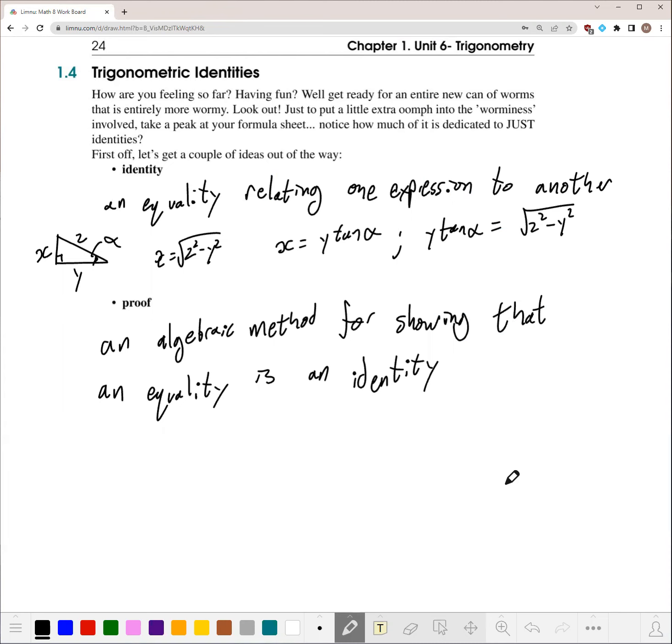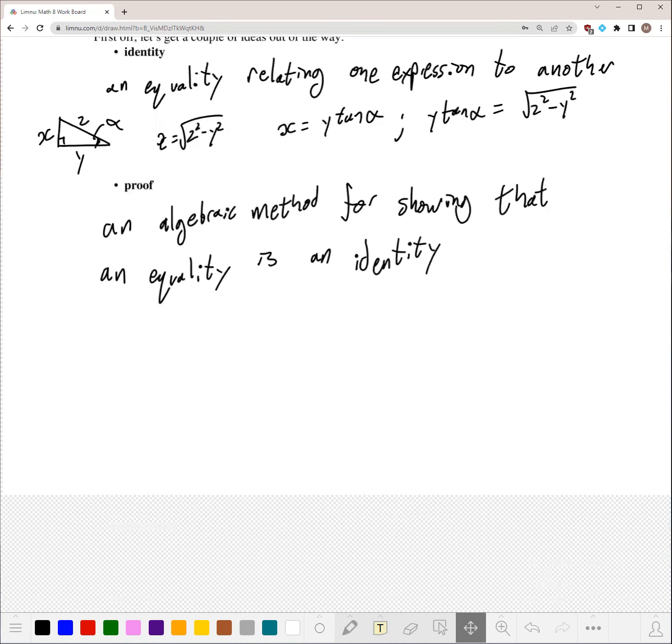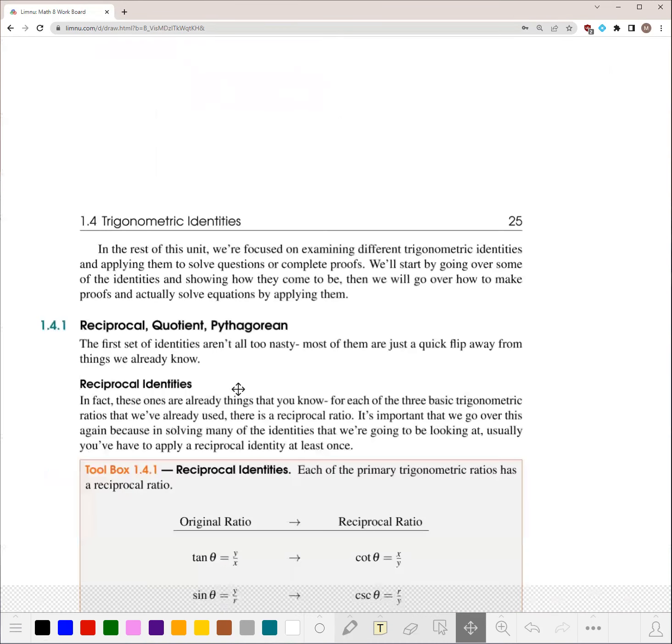There are other ways we can do this. We can use deductive reasoning as well. But in this case, we're using an algebraic method for showing that an equality that's given to us is actually truly equal, which means it is an identity. So let's go ahead and talk about some of these identities.